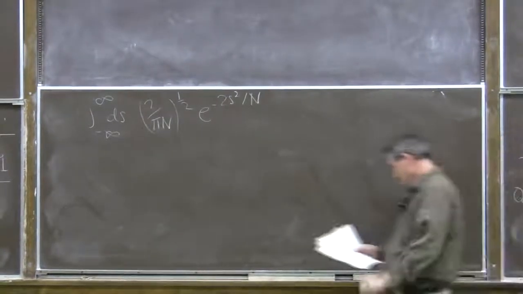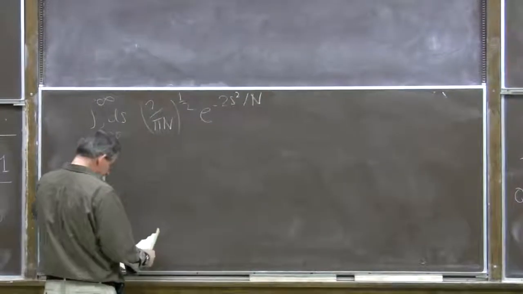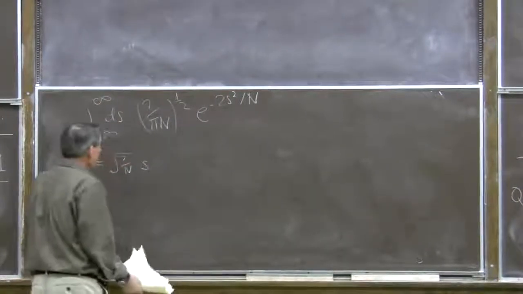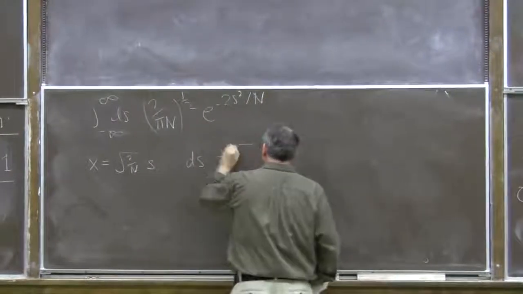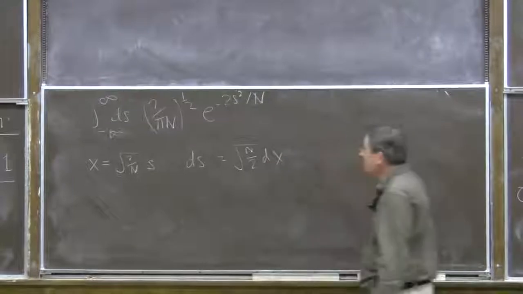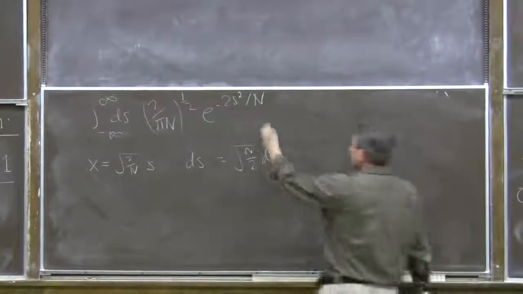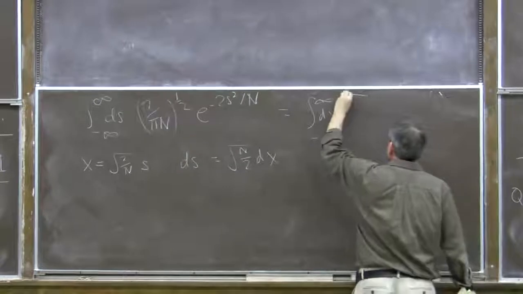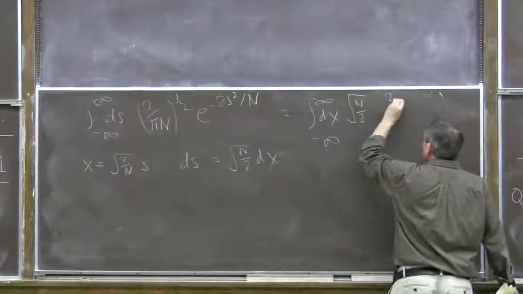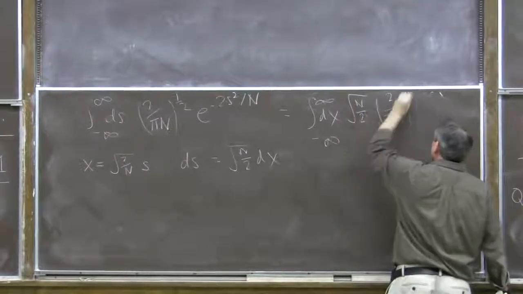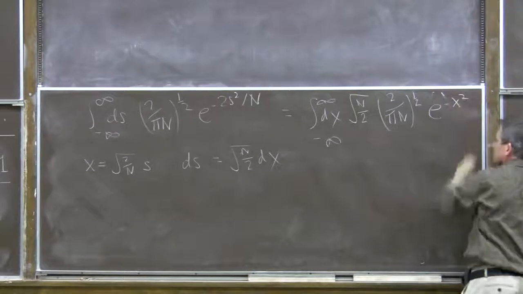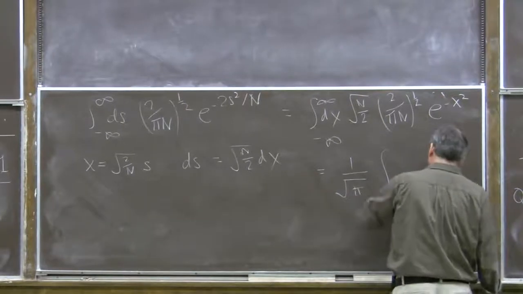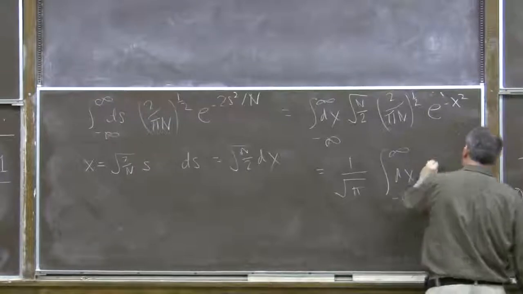So why don't we change variables and write x as the square root of 2 over n times s, or in other words, the ds becomes the square root of n over 2 times dx. The argument of the exponential becomes e to the minus x squared. So now I'm integrating dx. I have the square root of n over 2, and I have the 2 over pi n to the 1/2, and e to the minus x squared. So that's actually, because the n's cancel out and the 2's cancel out, 1 over the square root of pi, integral dx e to the minus x squared.